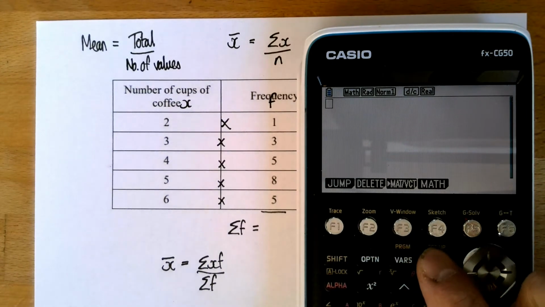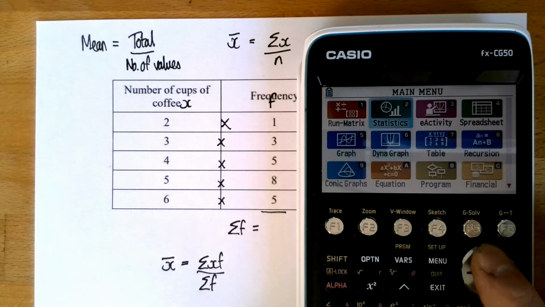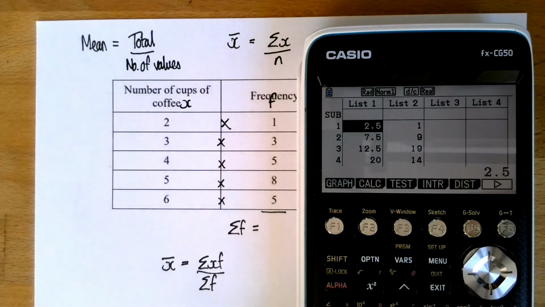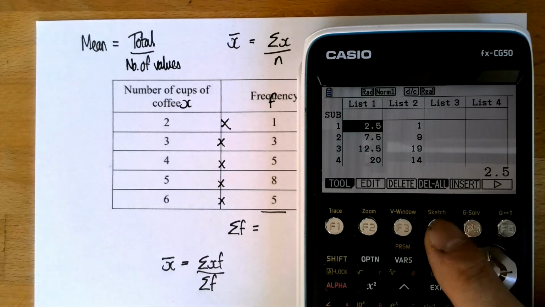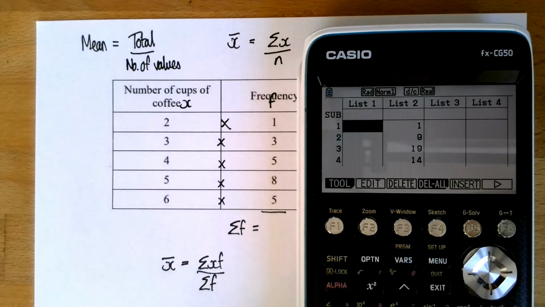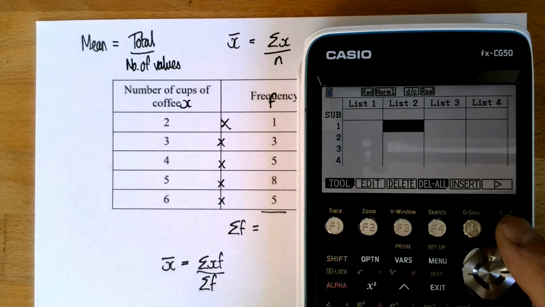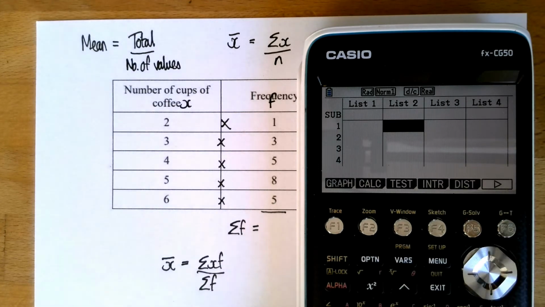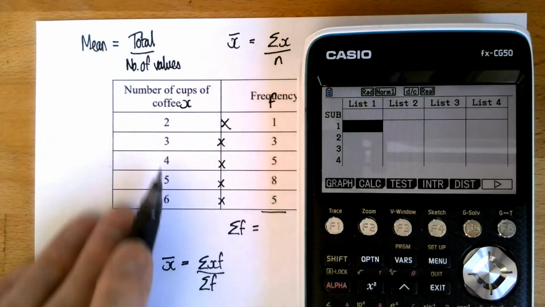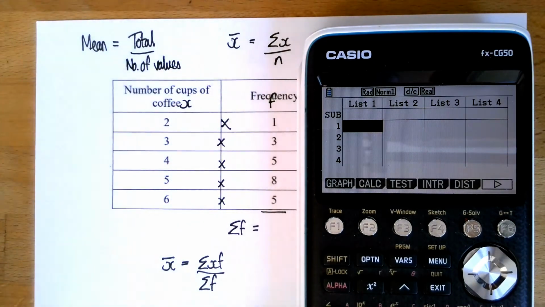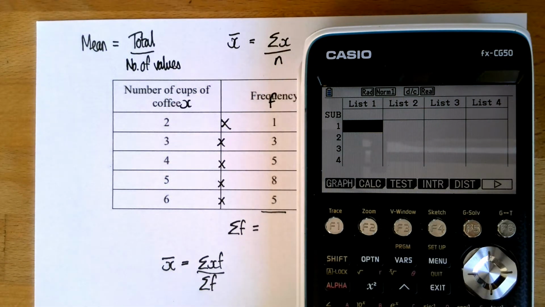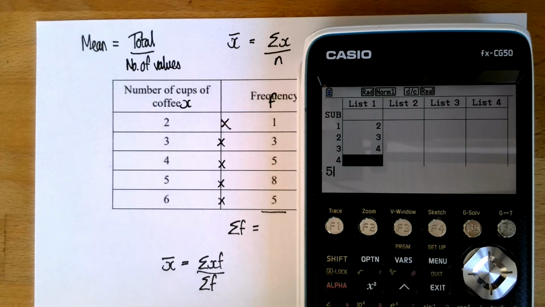So I'm going to press menu, and I'm going to go to statistics mode, press EXE to get into statistics mode. I've got the data there from last time, so I'm going to go to delete all here, and then the same across here, delete all, and then scroll through, there we go. So I'm now going to type in this table of data, and I'm going to type the x values in the first column, list 1, and the frequency values in the second column, list 2. So you do that while I'm doing it as well. So 2, 3, 4, 5, 6.